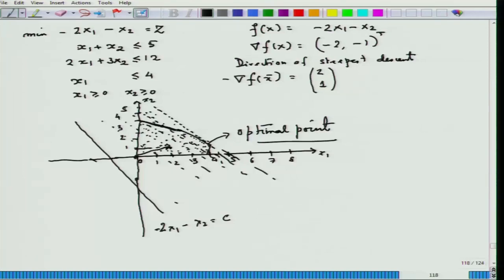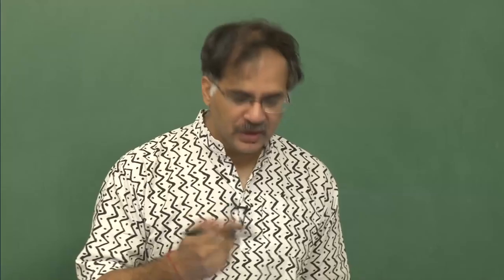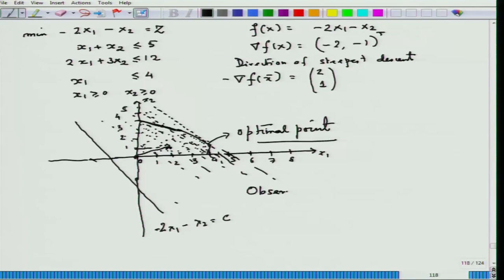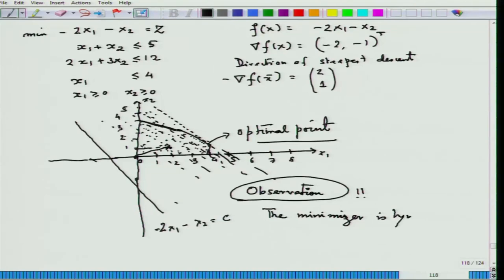This is the optimal point, and there is a little observation which you might say is too early to decide, but this observation is an important observation. The minimizer, this can be proved and will be proved later.